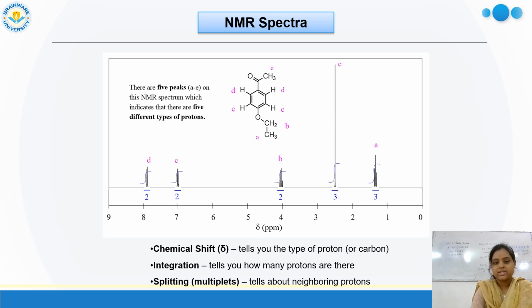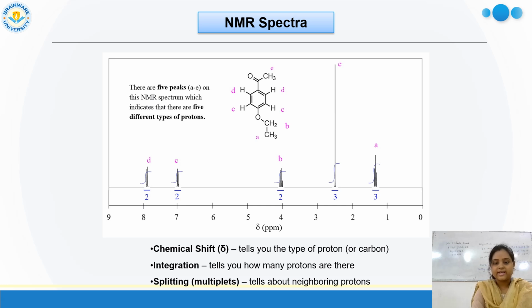Now integration. Integration means the sigmoidal curve. You can see each peak or each line consists of one sigmoidal curve. This is the integration. That means the area under that peak. So it tells you how many protons are there. The area gives you the number of chemically equivalent protons.